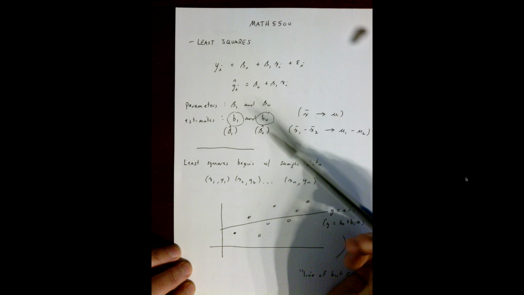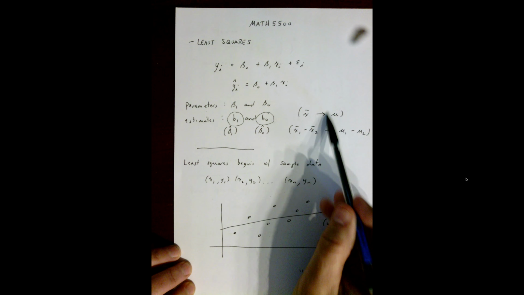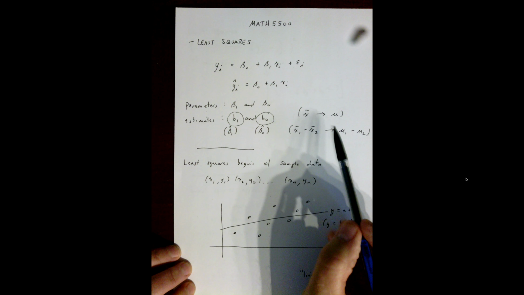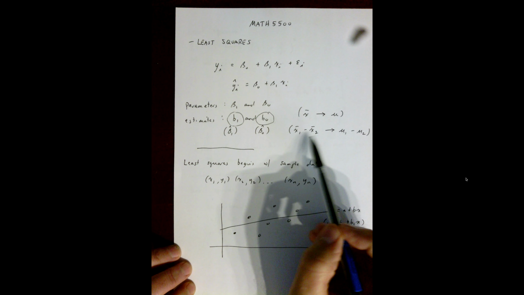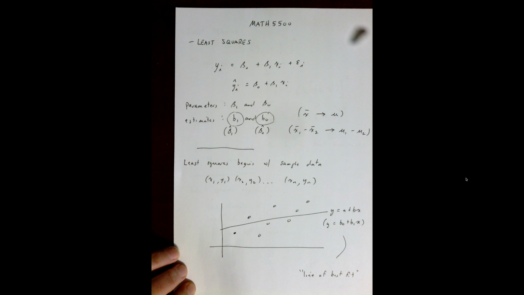Same thing we do in introductory statistics. If we have an unknown population mean, we're going to estimate that using x bar. If we have an unknown population mean difference, mu1 minus mu2, we're going to estimate that using x bar 1 minus x bar 2. Now, the topic at hand is least squares.